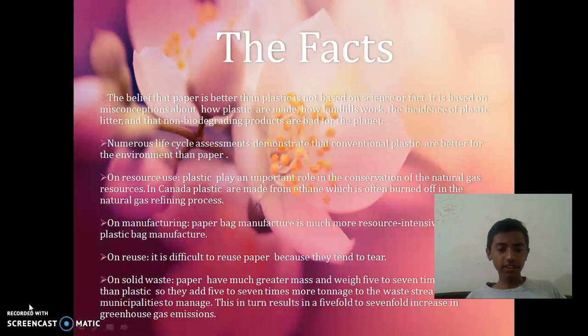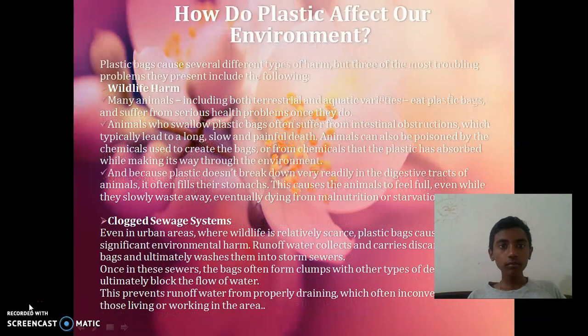On solid waste, paper has much more mass and weight, 5 to 10 times more than plastic, so it adds 5 to 7 times more tonnage to the waste stream for municipalities to manage. This in turn results in a 5-fold to 7-fold increase in greenhouse gas emissions.